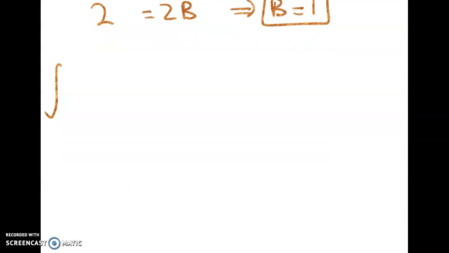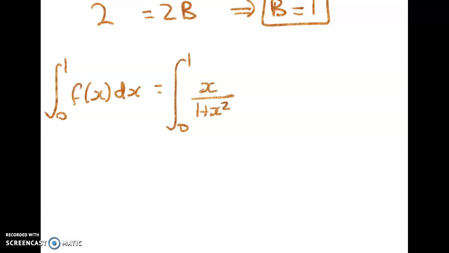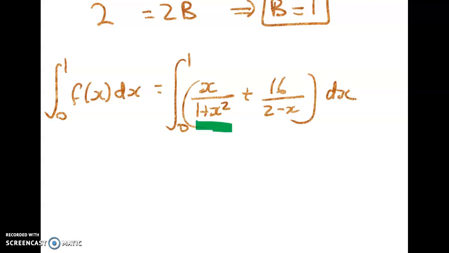So when I integrate f of x, I can now write this as follows. It's the integral of x over 1 plus x squared, plus 16 over 2 minus x, dx. So let's spot the pattern that we've got with this first one here. Well, I've got a quadratic in the denominator, and I've got a linear thing, x, in the top line. So that means that it's going to be easy to integrate that back to a log.